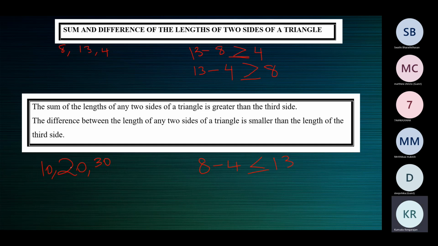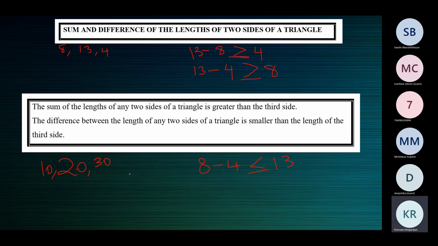10 plus 20, the sum of any two sides, is 30, and it's equal to the third side, 30. It should not be equal, it should be greater. The sum of the lengths of any two sides of a triangle should be greater than the third side. So it's equal here, 10 plus 20 is 30, equal to 30. So no triangle is formed.